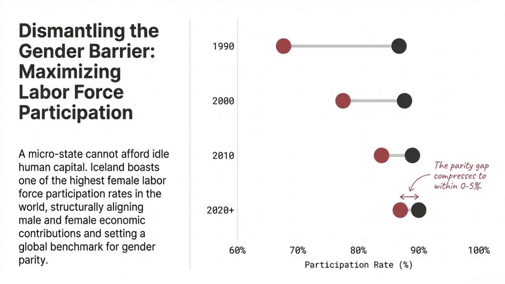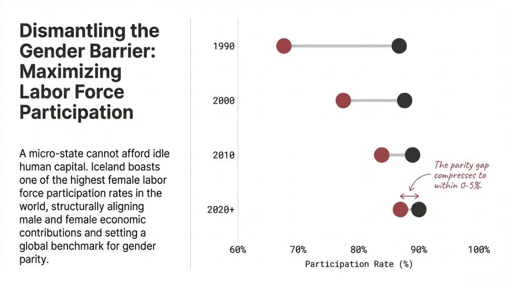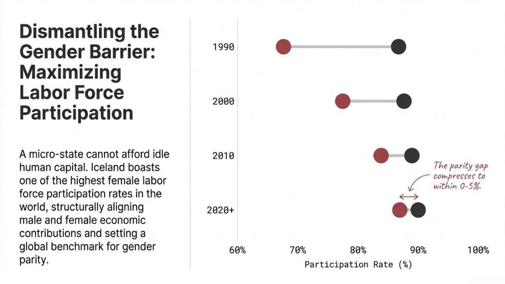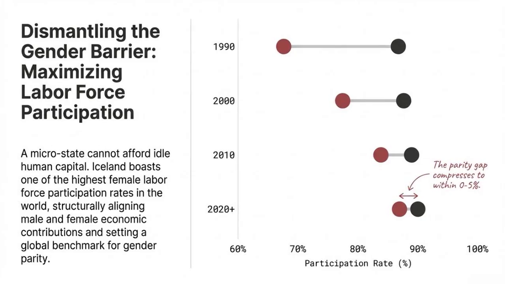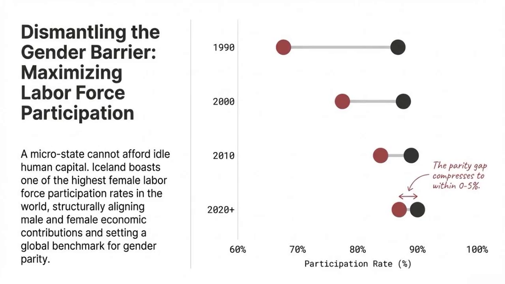Think of it this way. You can educate a woman to the highest possible academic standard. But if the societal structure forces her to choose between maintaining a career and having a family, your labor participation lines will never converge. That makes perfect sense. Iceland's mechanism for access involves universal maternal and paternal care, heavily subsidized childcare, and deeply ingrained societal norms around shared domestic labor. Ah, so it's systemic.